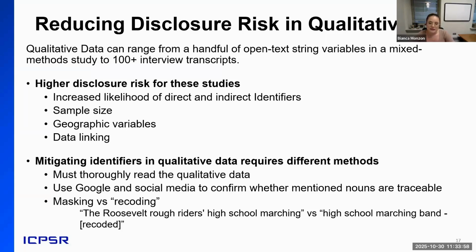So while it may be necessary to mask descriptive information, in most cases, it's better to recode the respondent's response and indicate as such. So here we have an example of the Roosevelt Rough Riders High School Marching Band being recoded to High School Marching Band to retain some context for the secondary user. And then again, you would want to indicate that that response has been recoded.